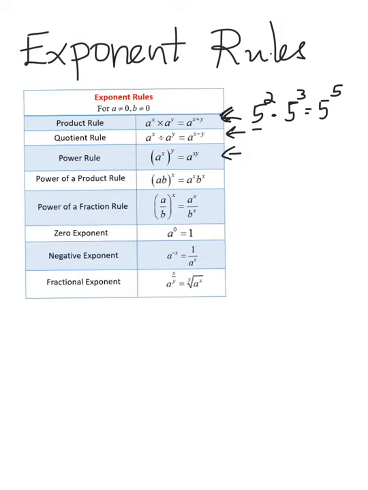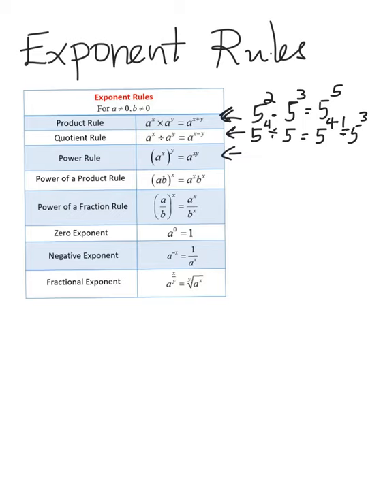If I have 5 to the fourth divided by 5, just 5 to the first power, it would be 5 to the 4 minus 1, and you would get 5 to the third.